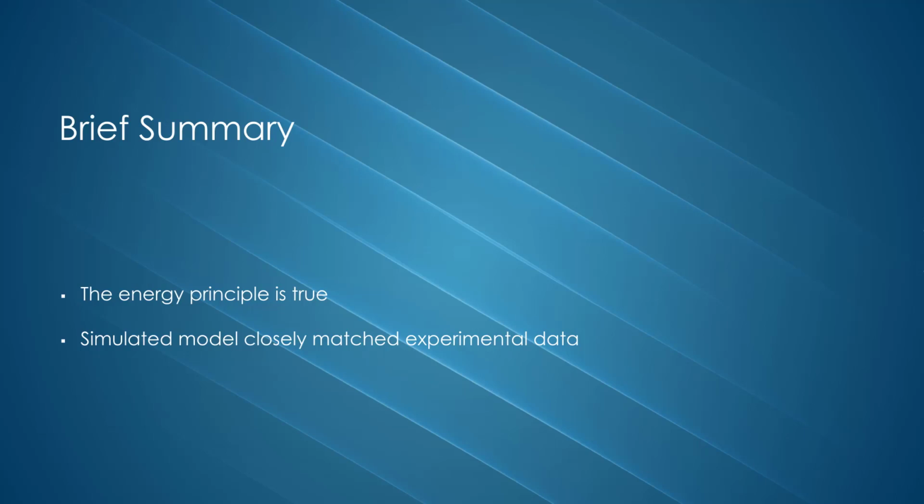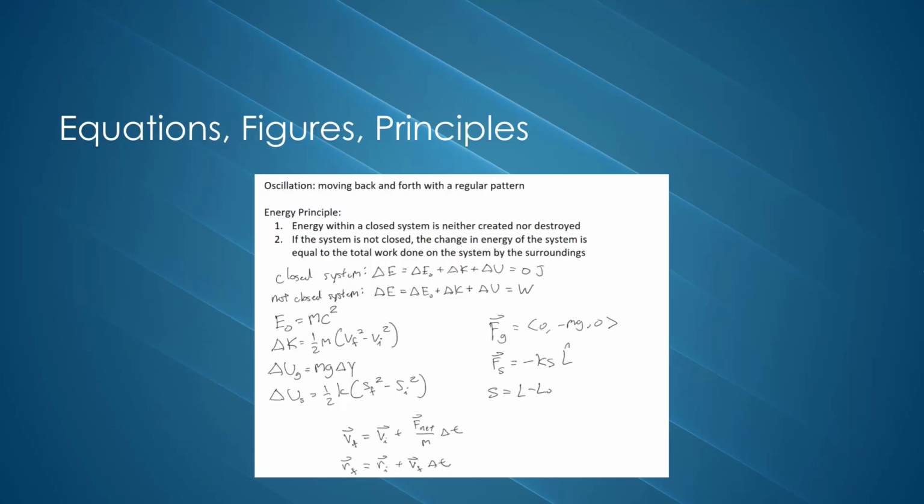A brief summary. So we found that the energy principle is true and that our simulated model closely matched our experimental data. Oscillation can be described as something moving back and forth with a regular pattern, like a grandfather clock, for example. And now the energy principle states that in a closed system, energy is neither created nor destroyed.